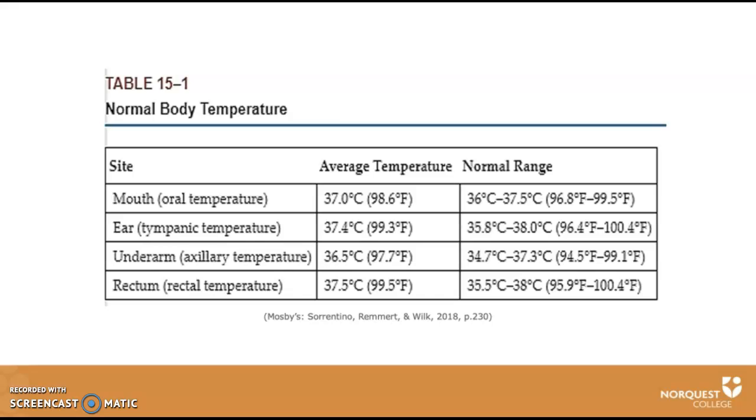Take a look at the table. The normal range for an oral temperature is 36 to 37.5 degrees Celsius. So yes, it is above the normal range. You would need to both record that temperature and report it.